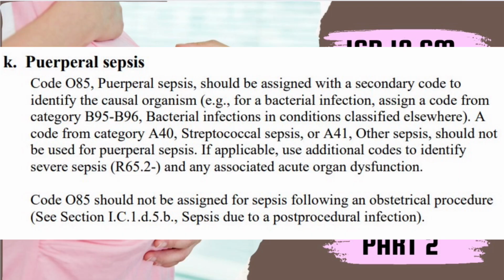So code O85 should not be assigned for sepsis falling in an OB procedure. What does that mean? Puerperal sepsis O85 diagnosis should not be coded when there is a complication or a sepsis or infection that has resulted because of a procedure. An obstetric procedure has been performed, and because of that, there is a sepsis. That is not puerperal sepsis. So you will not be coding O85 series for that. For that, you'll be going directly with the sepsis due to post-procedural infection. That's a different section. You will not be coding O85.